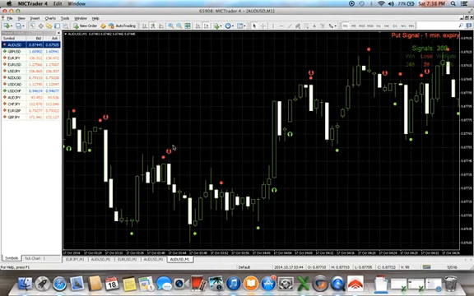This setup is not valid because there is a dot, but the previous candle is green and we have to sell, so we will not enter into any sell trades when the previous candle is green. So we have to avoid such trades.